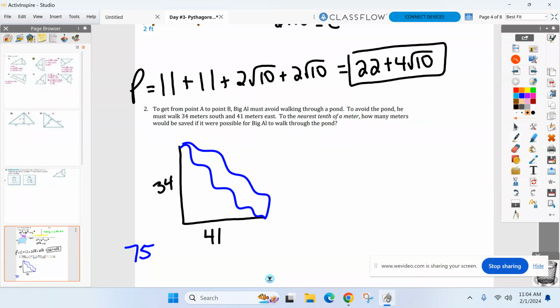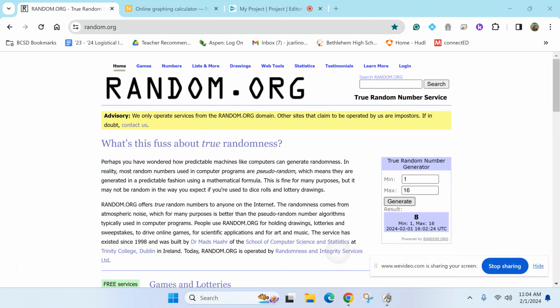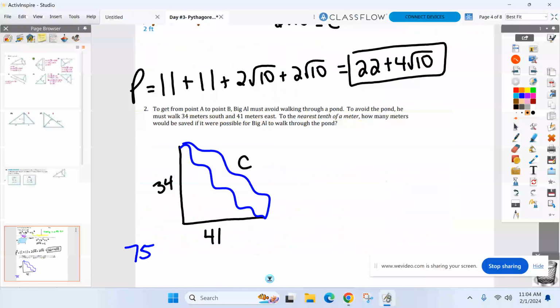All right, so let's find out how long the pond is. And what do you got for me for Pythagorean theorem here? Ooh, 9, Ian. Save yourself here. 34 squared plus 41 squared. All right, good. All right, be prepared. Just a warning, I'm going to get fired up here in a second.